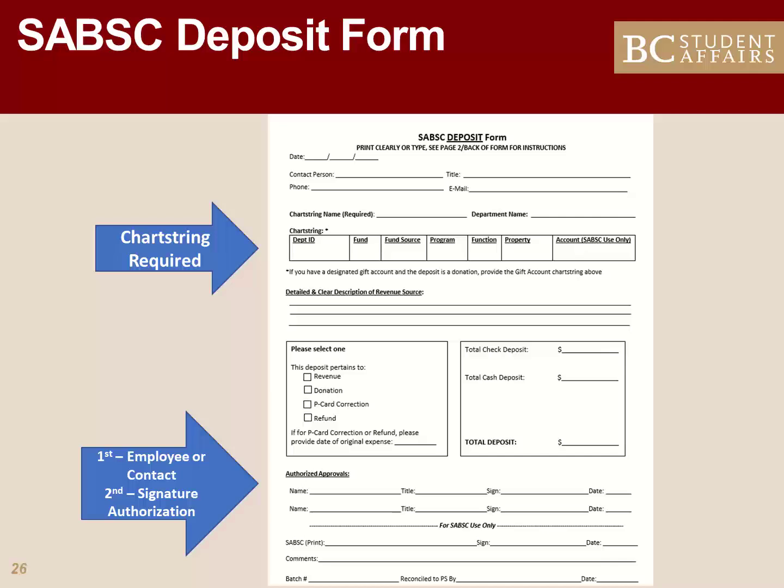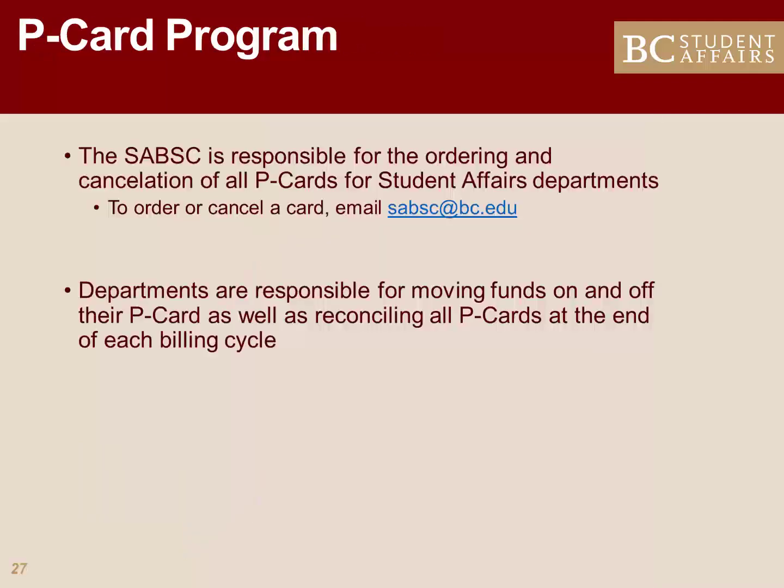In addition to filling out the deposit form, please make sure the back is sealed and the authorized signature is signed on the back. All departments in Student Affairs may order P-cards for new employees or cancel any active P-cards through the SABSC. To order a new card, send an email to sabsc@bc.edu with the new cardholder's name, Eagle ID, and the chart string that the card should be attached to.